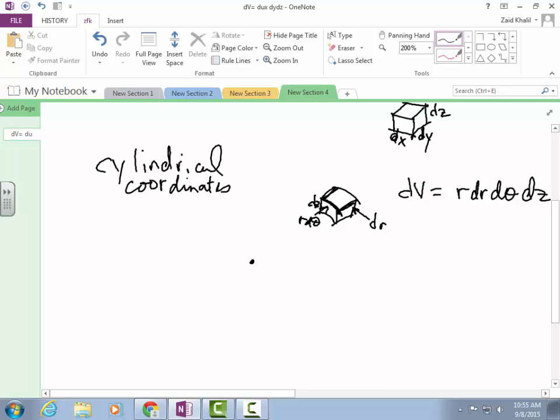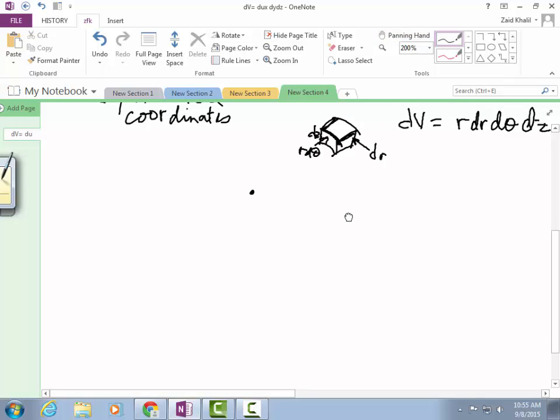Now we go to spherical coordinates, and this is not easy. In fact, I didn't even have time to write this down, but I'll wing it like I normally do. Let me see if I can remember how to do spherical. In order to do spherical coordinates, I need a sphere. So let me see if I can find a sphere.